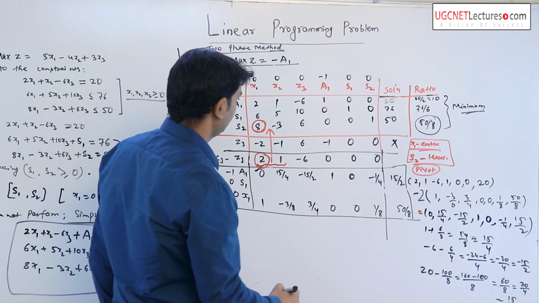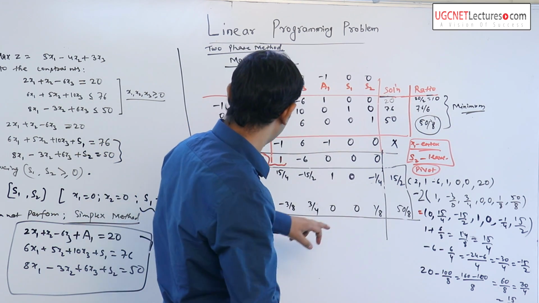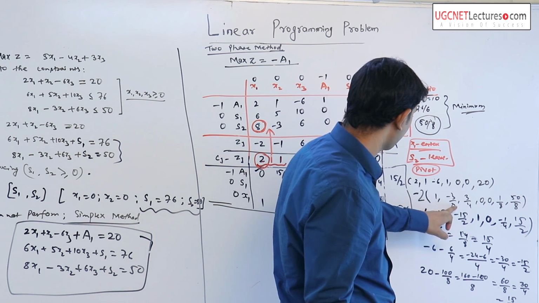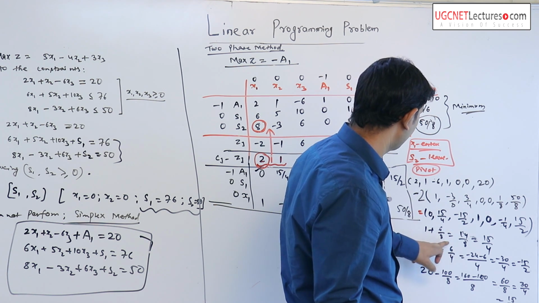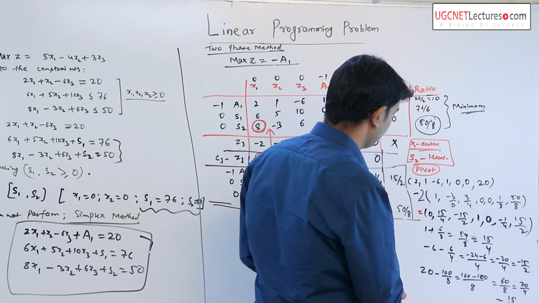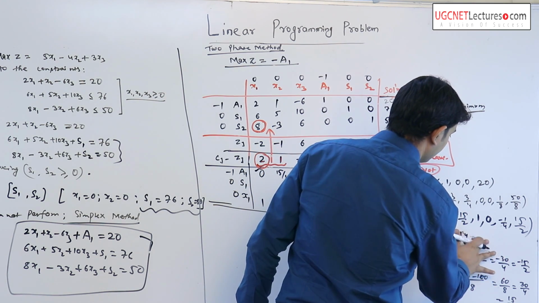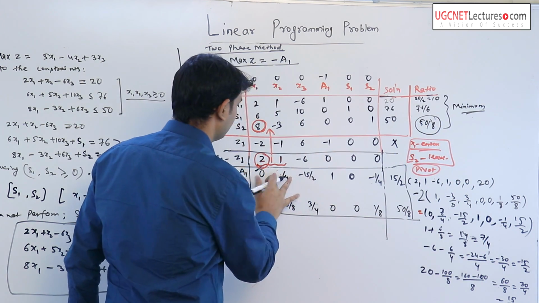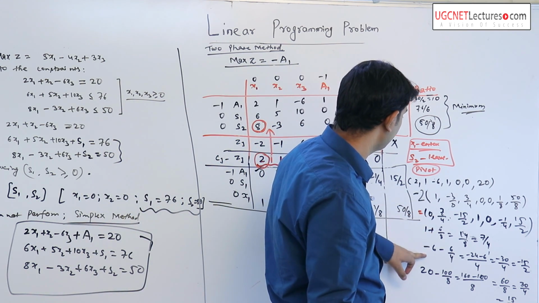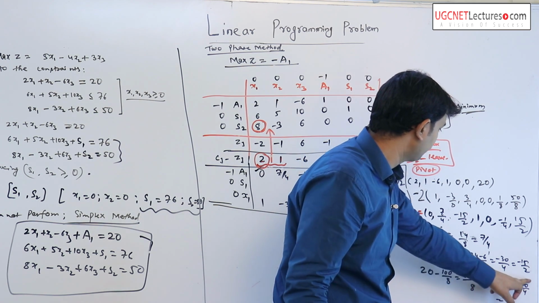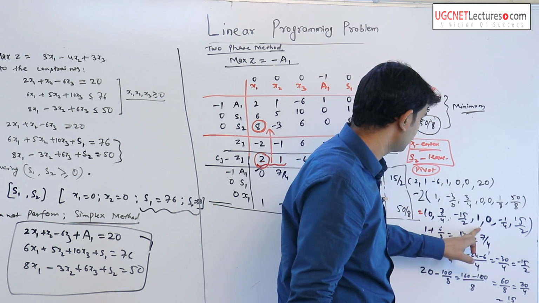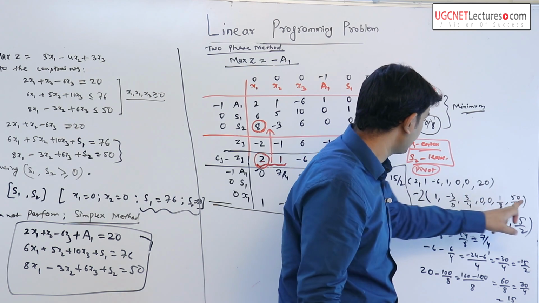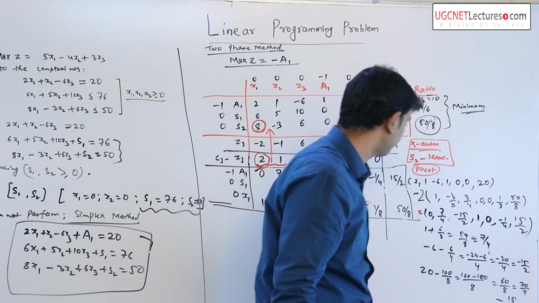Again, we have to check 2 minus 2, 0, 1 minus of minus plus 6 by 8, it's 14 by 8, means it is 7 by 4. Here it is 7 by 4. Again, minus 6 minus twice 3 by 4, it gives minus 15 by 2. Similarly, 1 minus 0, 1, 0, and last column for the solution, 20 minus twice 50 by 8, it gives 15 by 2.